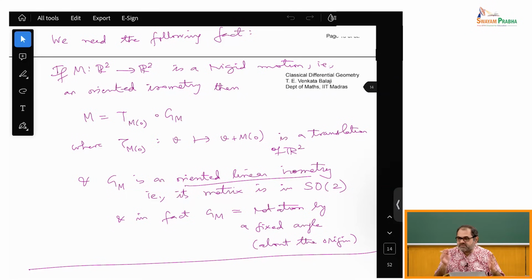So let us continue with this proof of the classification theorem for plane curves. And as I already told you, you cannot deduce it from the classification theorem for space curves. So the first step is that you have to show that you take a curve and move it by a rigid motion. Then the original curve and the new curve both have the same signed curvature.